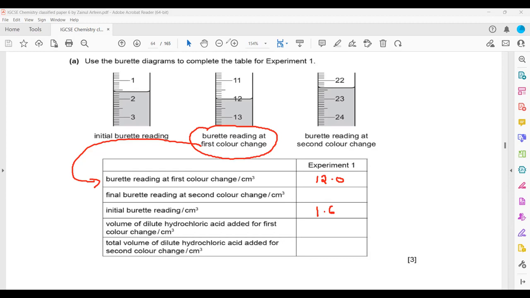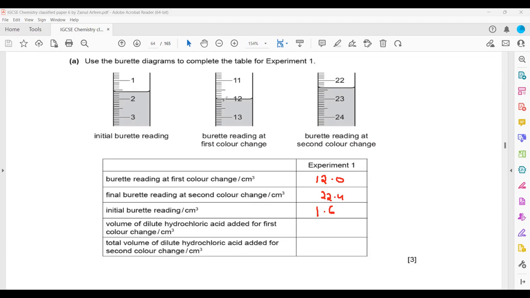Then the burette reading at the second color change, this one. How much is this? This is between 22 and 23, and that's equal to 22.4. So we write that as 22.4 cm3.